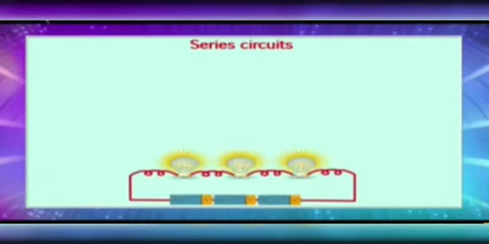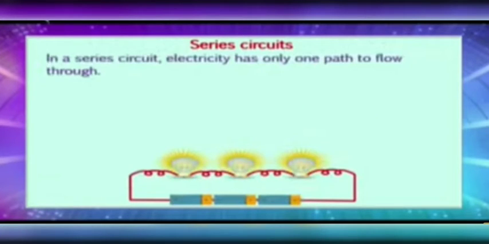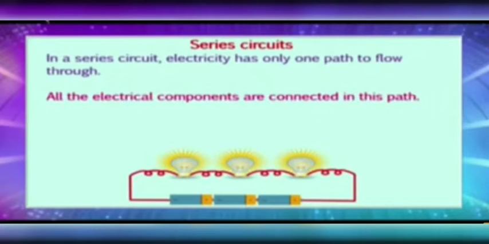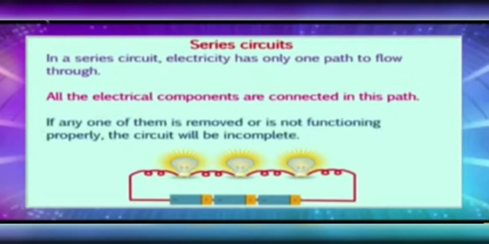Series circuits. In a series circuit, electricity has only one path to flow through. All the electrical components are connected in this path. If any one of them is removed or is not functioning properly, the circuit will be incomplete.